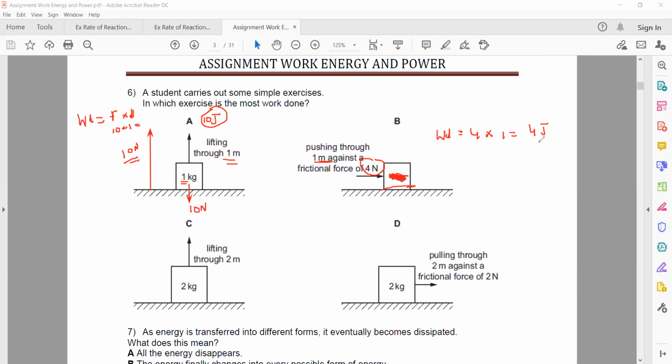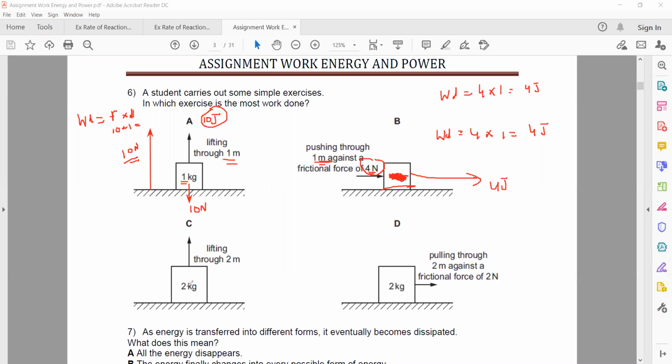So when moving it horizontally, weight will affect, but not too much. The force required to move the object is not necessarily equal to weight. It can be more than weight or less than weight. It depends on the texture or the friction between the two surfaces. So when you're dragging or pushing the object, you don't have to bother about the weight of the object. It is the force you applied and the distance you move. The force you applied was 4 Newton and the distance is 1, so 4 multiplied by 1 is equal to 4 joules. So work done is 4 joules for B.